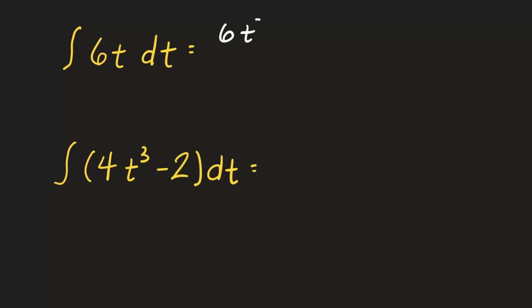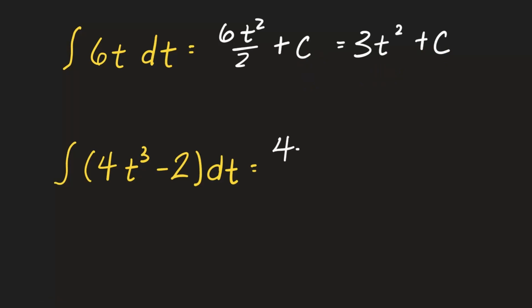To find the integral of 6t dt, we're going to first look at the exponent of this t here, which is the exponent of 1. We're going to add 1 to that, which will get 2, divided by the new exponent of 2, and we get 6t squared divided by 2 plus c, our constant of integration, which gives us 3t squared plus c.